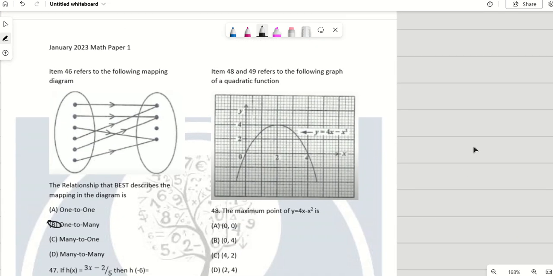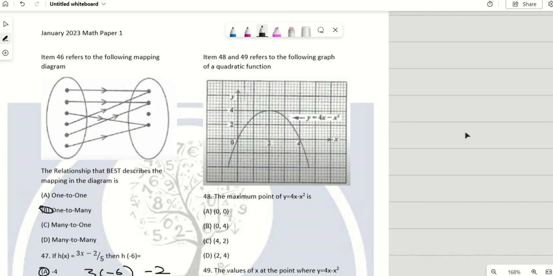Number 49 refers to the following diagram. The maximum point of P of x, that is the highest point here, is this one right here. That is minus 2, 4. So the answer would be D.